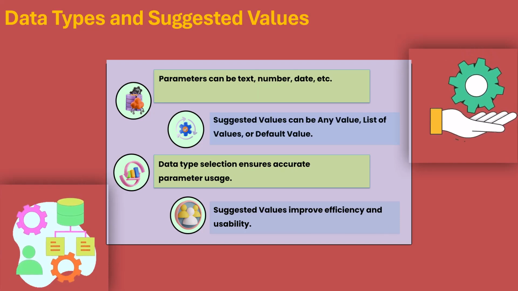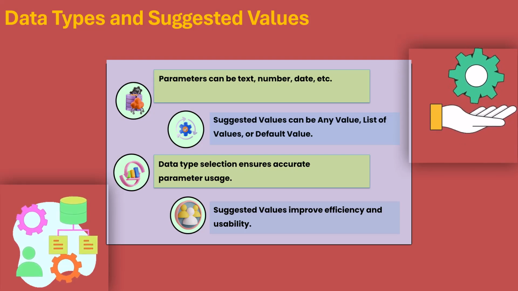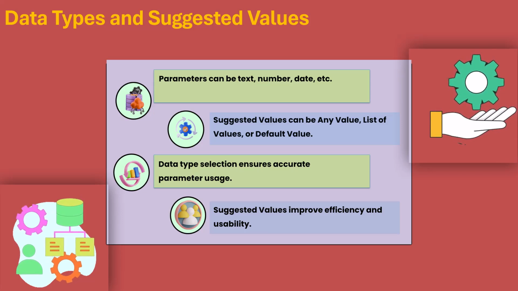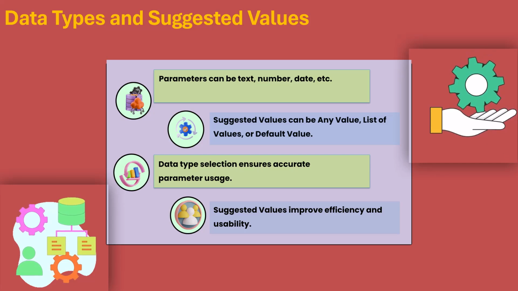Here's a fun fact, parameters come in different shapes and sizes, text, number, date, you name it. Choosing the right data type is key to avoiding errors. And suggested values, they make life easier. Imagine selecting a parameter for a report. Would you rather type the value manually or choose from a well-defined list? Thought so. These little details make your Power BI journey smooth and frustration-free.